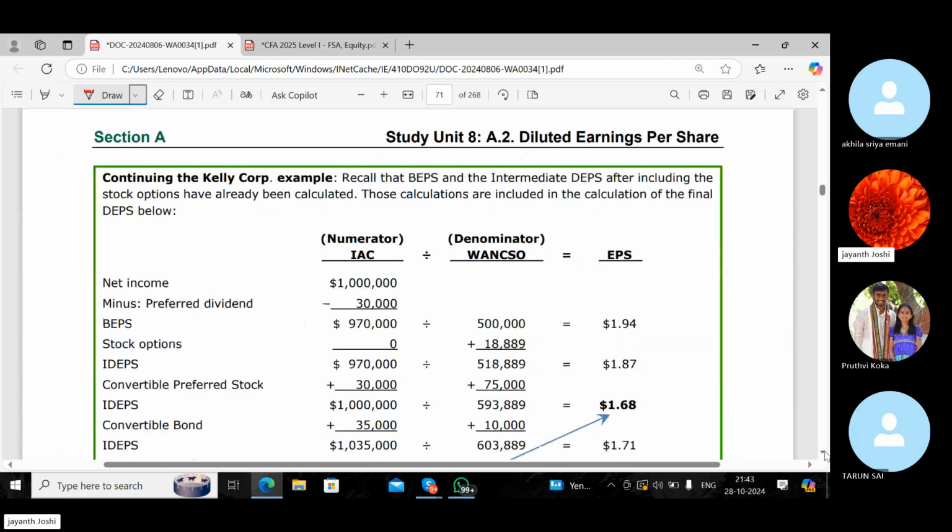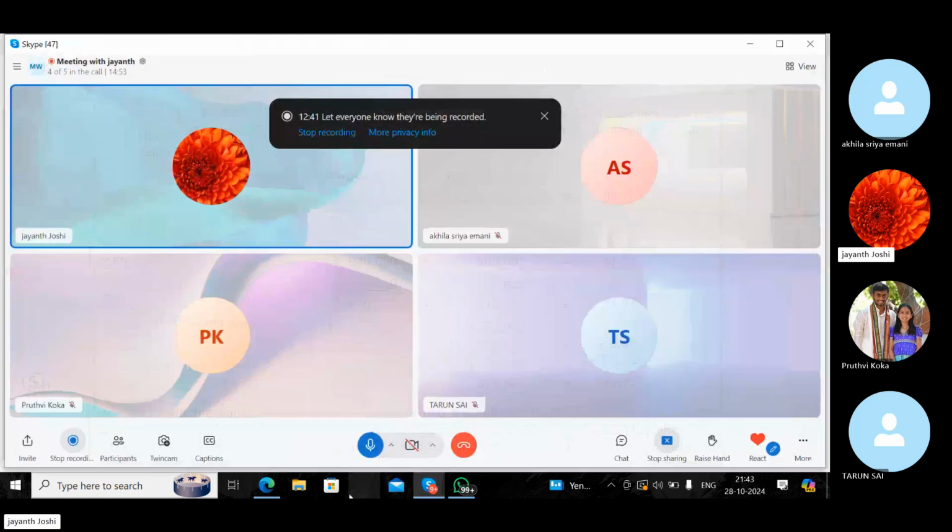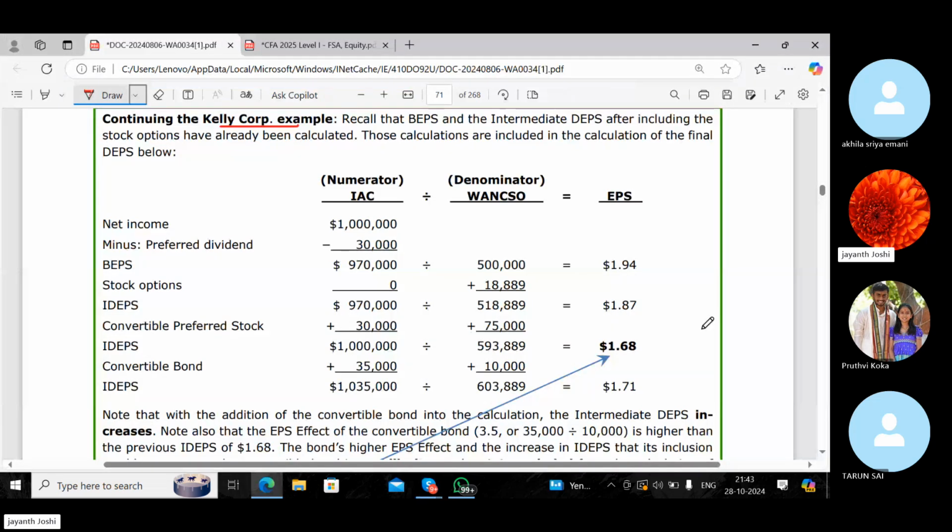We started with the Kelly Corporation example. Is it right? Everyone is following? Yes. So we had the net income as 10 lakhs. We deducted the preference dividends. We got the income available to common shareholders. 5 lakh shares were outstanding. The basic EPS was 1.94, which is 9 lakh 70,000 divided by 5 lakhs.